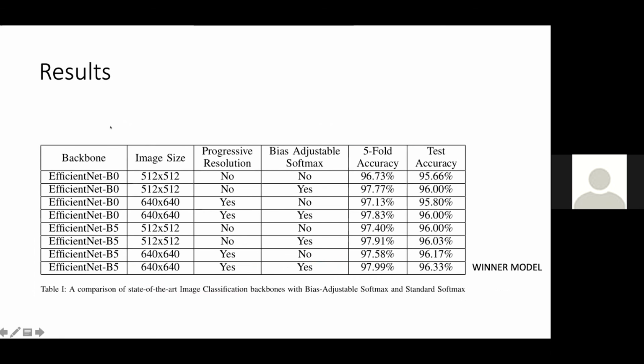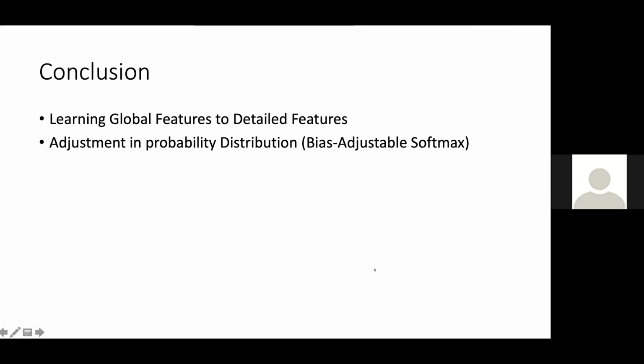These are the results. At first we started using EfficientNet B0 for all the experiments, but it seemed to underfit, so we tried to increase the size of our model, because in progressive resolution at the last iteration we have 640 by 640 images. I guess EfficientNet B4 is big enough to handle that resolution, and B0 was small. And here we have our winner model, and it achieved 96.33% test accuracy and 97.99% on 5-fold validation.